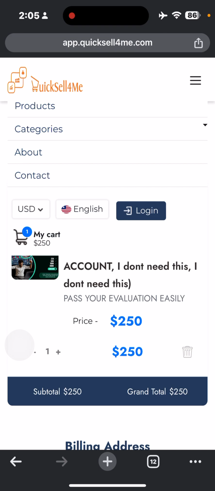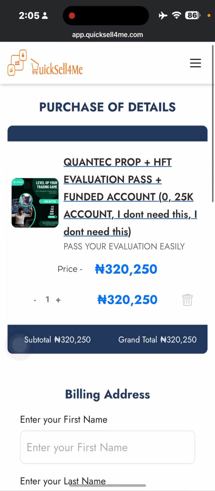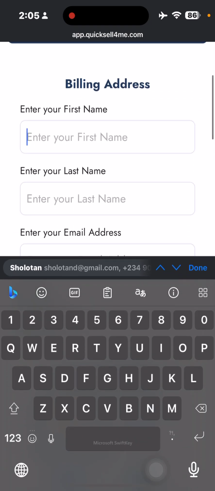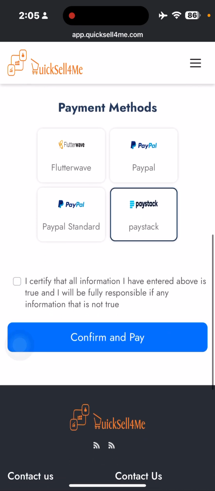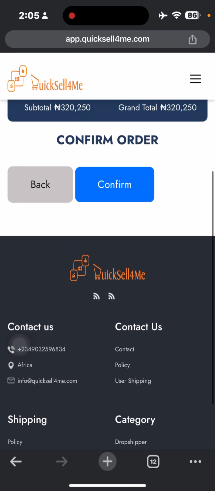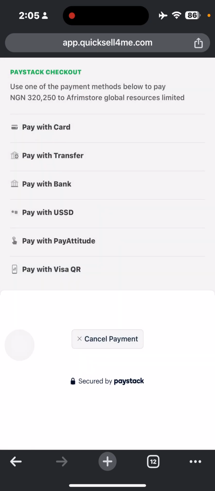Now I will ask you to come here and switch to Naira for me to be able to pay in Naira. So this is my Naira. So just in case I want to pay in Naira, then you fill in your details, then you choose either Flutterwave or Paystack. So let's say I want to use Paystack, and then you click on confirm and pay. So once you click on confirm and pay, you click on confirm order. So this way, after you've been able to confirm your order, you'll be given a bank to transfer.